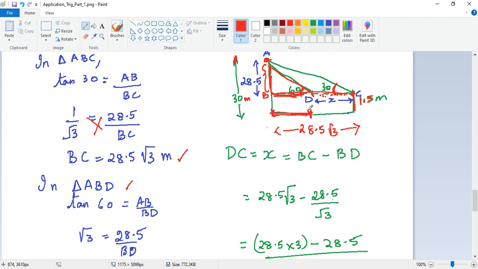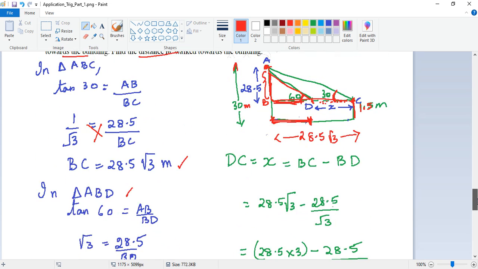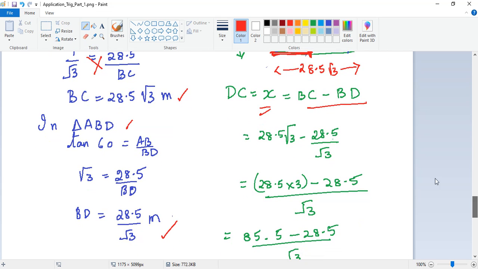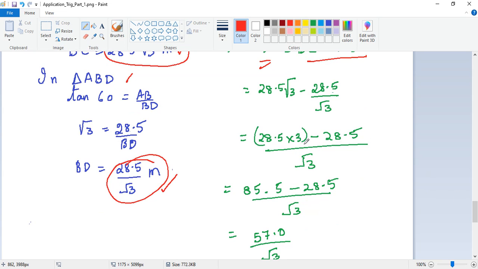Now I need to find the x. So I can subtract: 28.5 root 3 minus 28.5 over root 3. This x is nothing but the DC value, which is BC minus BD. BC I just found to be 28.5 root 3, and 28.5 over root 3 is my BD. So I do the subtraction. I make the denominators common and multiply this by root 3, because there is a 1 in the denominator.